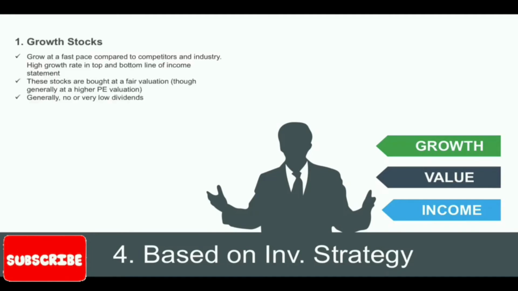A growth stock is those stocks which grow at a fast pace compared to the competitors and industry. Here the growth rate in the top and bottom line of the income statement is faster. For example, if the competitors and the industry is growing at a rate of 8 to 9%, the growth stocks will grow at 12 to 13%, that is higher rate compared to their competitors.